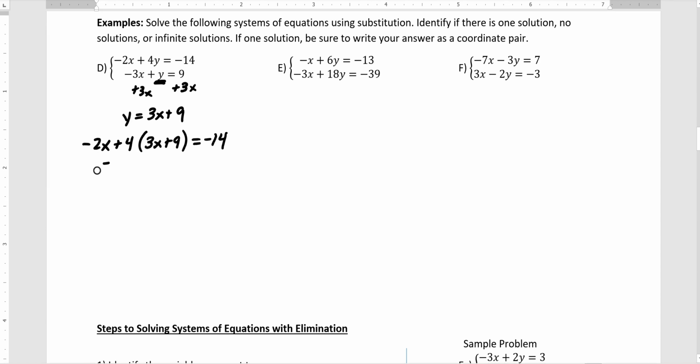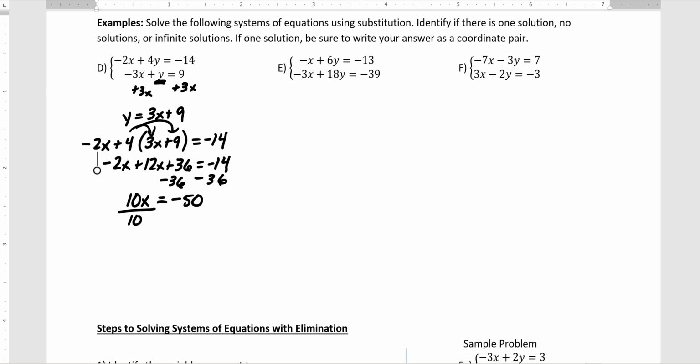So negative 2x plus, we need to distribute this out here. So we'll have 12x plus 4 times 9 is 36 equals negative 14. Let's subtract 36 from both sides. Negative 2x plus 12x is 10x equals negative 14 minus 36 is negative 50. Divide by 10, divide by 10. We should find that x equals negative 5.